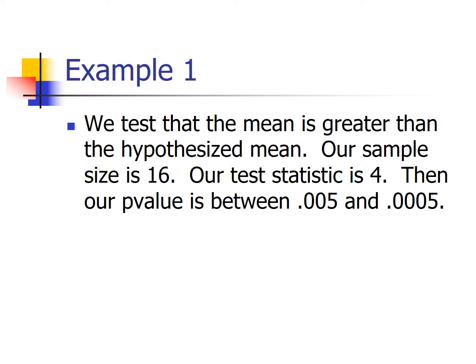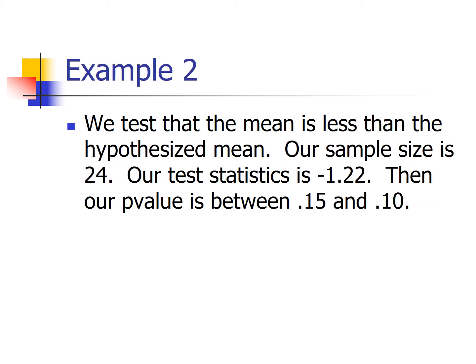Those are percentiles, that's area to the left. But remember, the p-value for a greater than is all the area to the right. So what that is saying is that the p-value is between 0.5% and 0.05%, or in decimal form, between 0.005 and 0.0005. Again, convince yourself that makes sense before you move on to the next example.